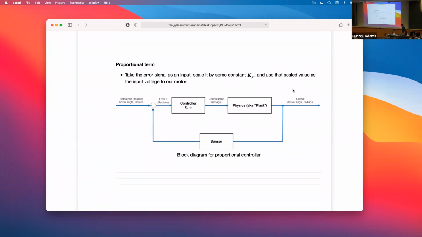So let's start with the proportional term, which, by the way, is the one that I recommend you start with. Okay, well, I'm going to sort of talk through the recommended development process here as well.